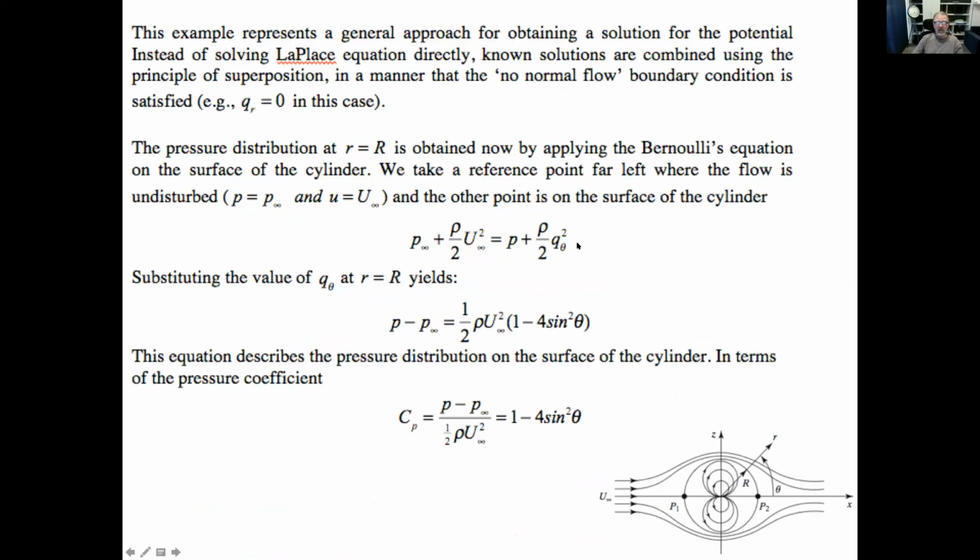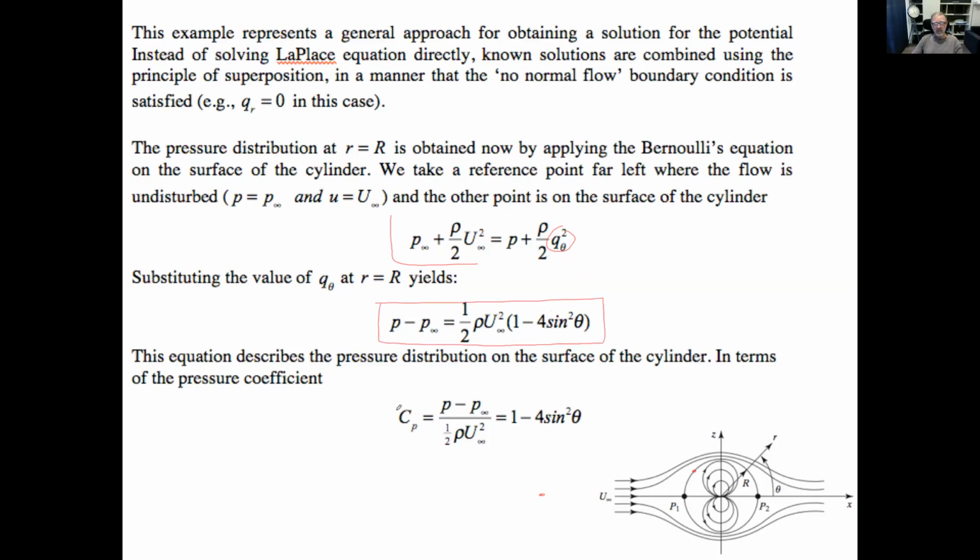And then we're applying Bernoulli, because now we're going to find out what the pressure distribution is. We take a point somewhere at infinity, here, and then we take an arbitrary point on the surface. Then what we do is take p minus p infinity and move this to the other side. Instead of q theta, we substitute 2u infinity sine theta. And this is, of course, squared, so we end up with this. This is the pressure difference. Again, it varies like sine.